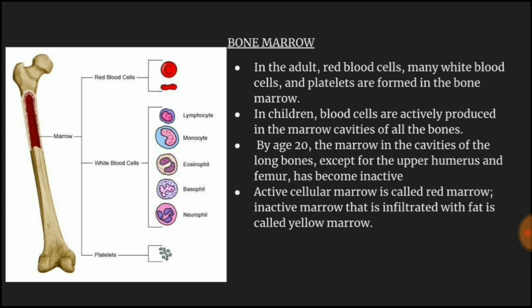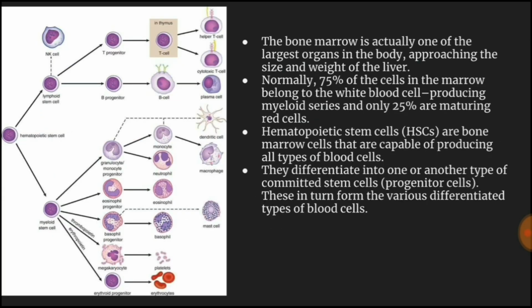Okay, the next point talks about active cellular marrow, which is red marrow, and the inactive form of marrow, which is called yellow marrow. It is infiltrated with fat cells. So that is how a bone marrow appears when it is active and when it is inactive. Moving to the next topic, the continuation of bone marrow.